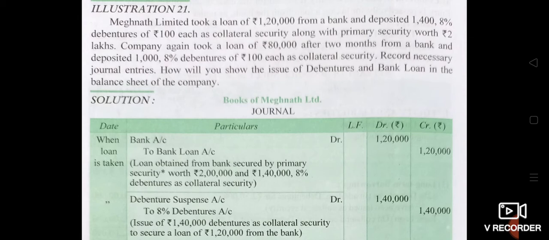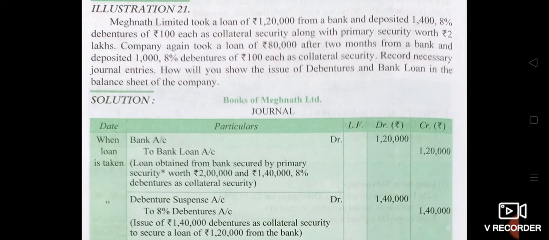Meghnath Limited took a loan of rupees 1,20,000 from a bank and deposited 1,400 8% debentures of rupees 100 each as collateral security along with the primary security worth rupees 2 lakhs. Means Meghnath Limited took a loan from the bank and for that it has given primary security of rupees 2 lakhs. But other than this primary security, the company has given a secondary security, that is collateral security of 1,400 8% debentures of rupees 100 each.